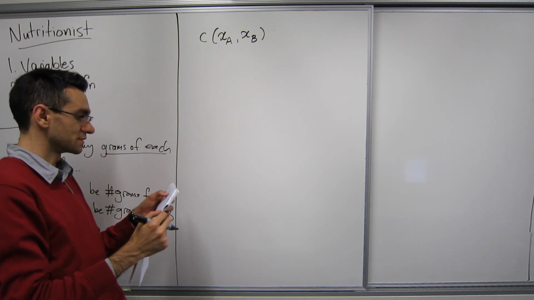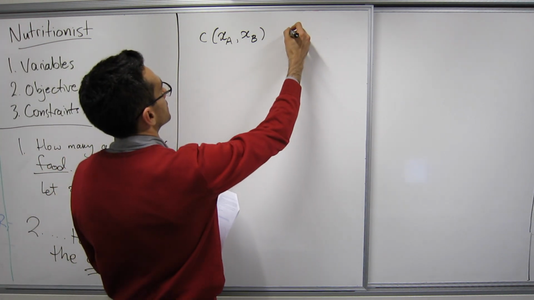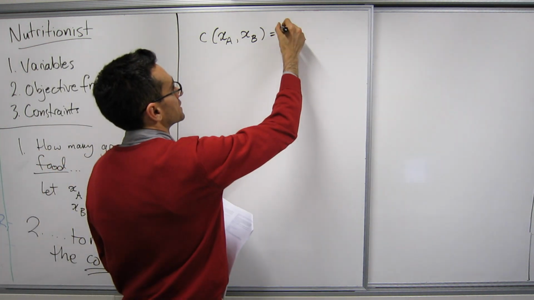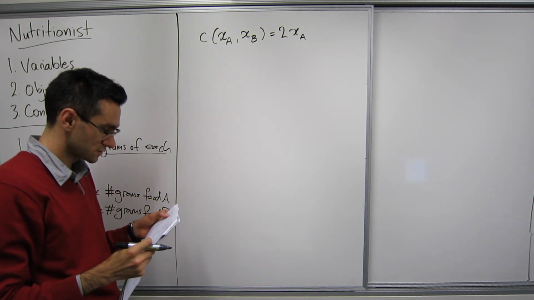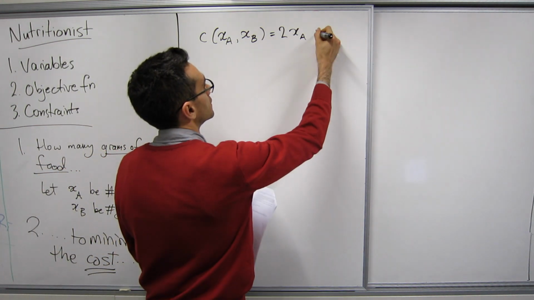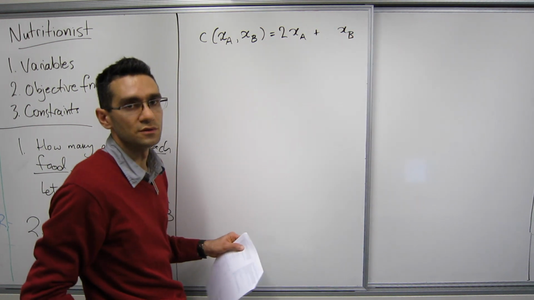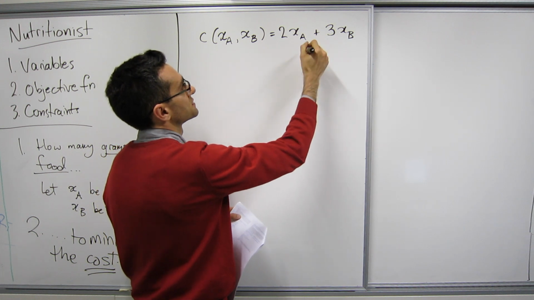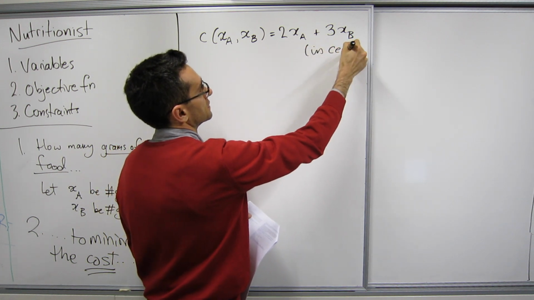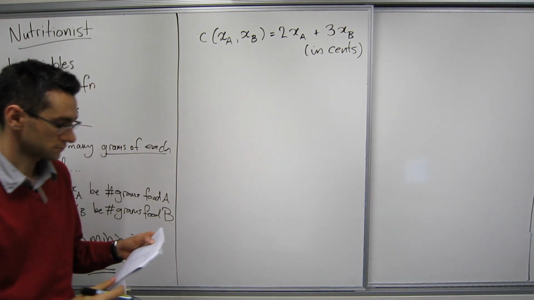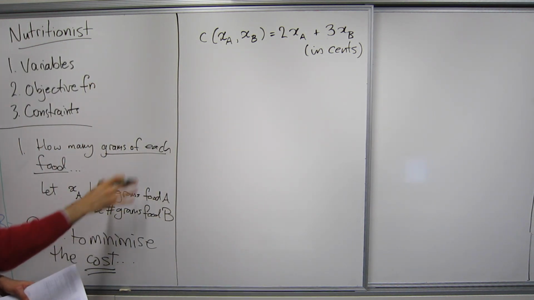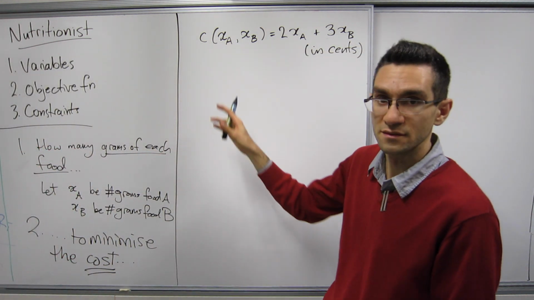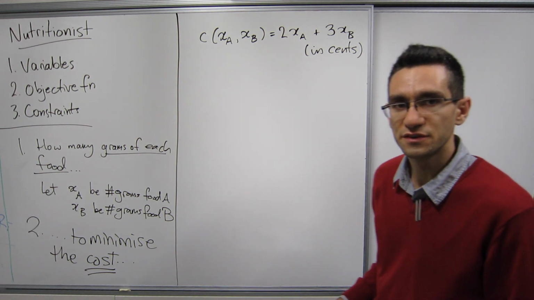And each gram of A costs 2 cents. So if we have XA grams of A, it's going to contribute 2 times XA cents to the total cost. And each gram of B, XB, will contribute 3 cents. So the cost is going to be this, and we say it is in cents. So these are our variables, this is our objective function, and now the tricky part, or slightly slower part if you like, is to figure out what the constraints are.